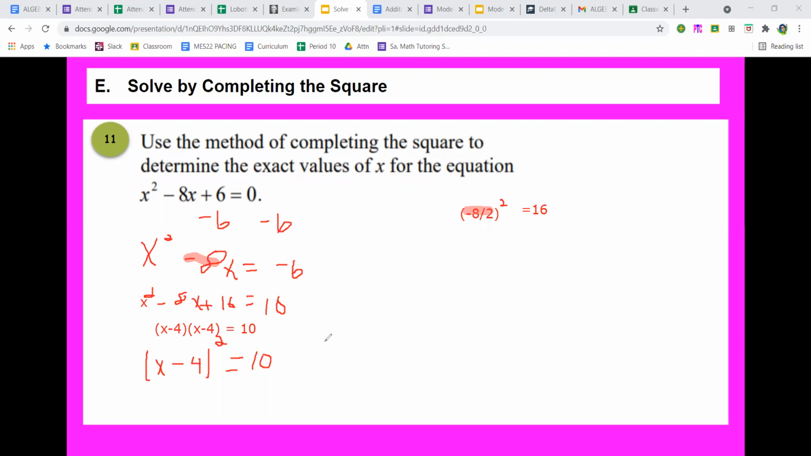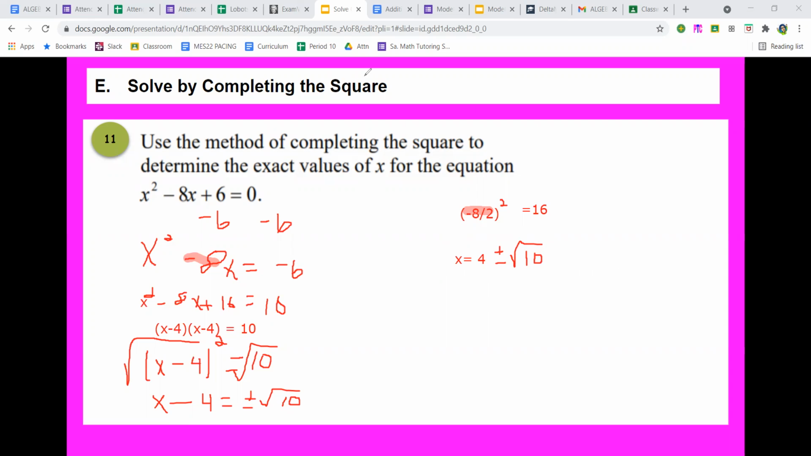Well, I haven't even solved this yet, so now I need to begin to solve. So I'm going to do so by taking the square root, applying inverse operations. I'm squaring something, so I'm undoing that square. So I get x minus 4 equals plus or minus the square root of 10. I'll add 4 on both sides, and I get x is equal to 4 plus or minus the square root of 10.